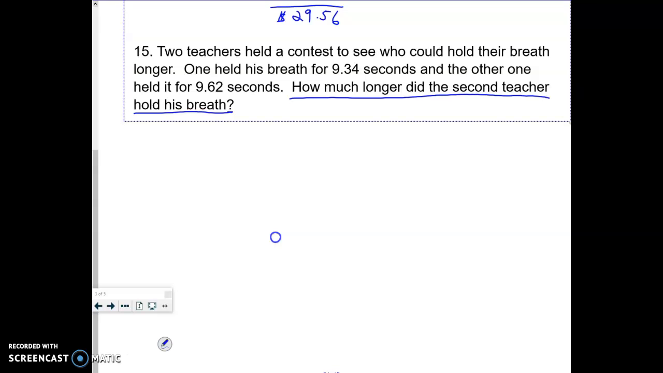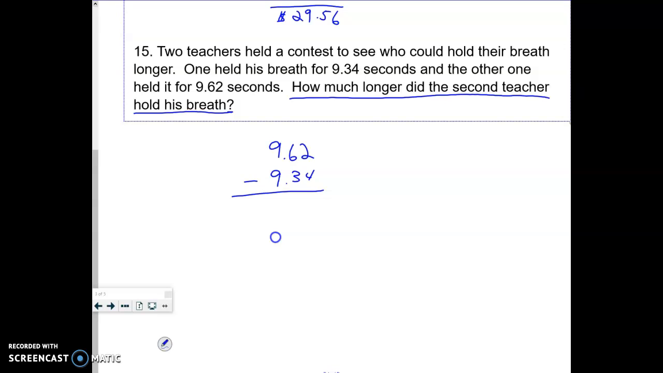I need to identify which of these numbers is larger and put it on the top, because when I'm subtracting, I always have to put the larger number on top. And I know, just from my experience, that 62 is larger than 34. The 9s are the same. The 9 whole number is the same. So this will become 9.62 minus 9.34, and that will tell me the difference, how much longer that second teacher held his breath. All right?